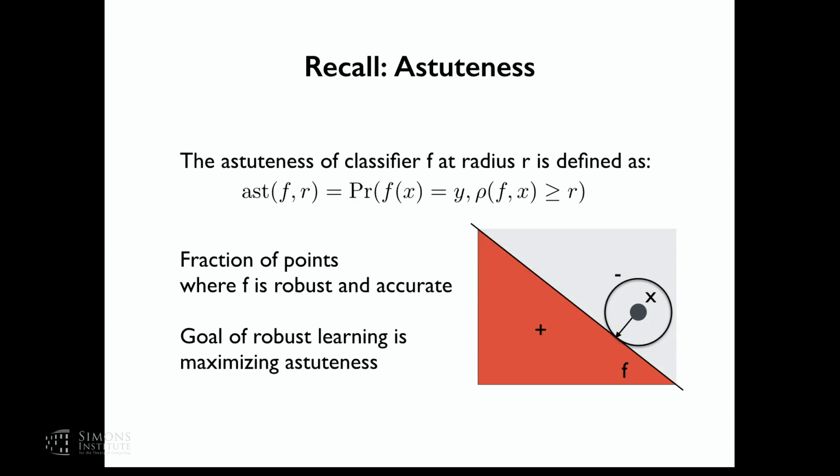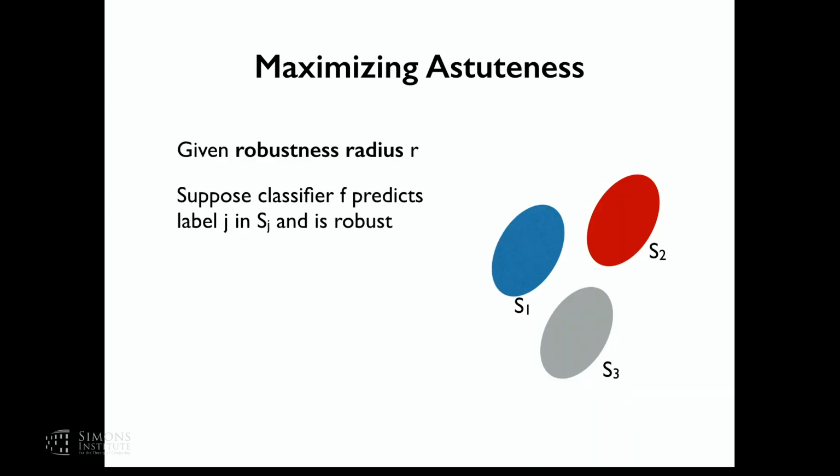Remember earlier in this talk, we talked about astuteness, and the astuteness of a classifier f at a radius r was defined as the fraction of points where the classifier is accurate and robust. The goal of robust learning was maximizing astuteness. So let's see how we can maximize astuteness, if we can find the limit object that maximizes it.